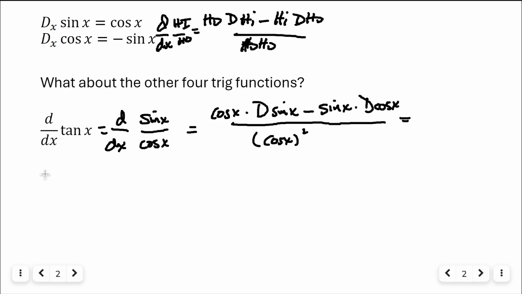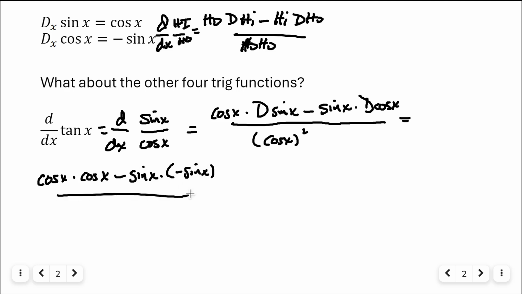Okay, here we go. So, we have cosine x. The derivative of sine is cosine, minus sine. The derivative of cosine is minus sine x, over cosine squared x. Okay, so far so good. I guess that's the derivative of tangent, but now we can clean it up a little. So cosine x times cosine x is cosine squared x. Negative sine times negative sine is positive sine squared x. And hopefully you kind of see where we're headed with this. Over cosine squared x.